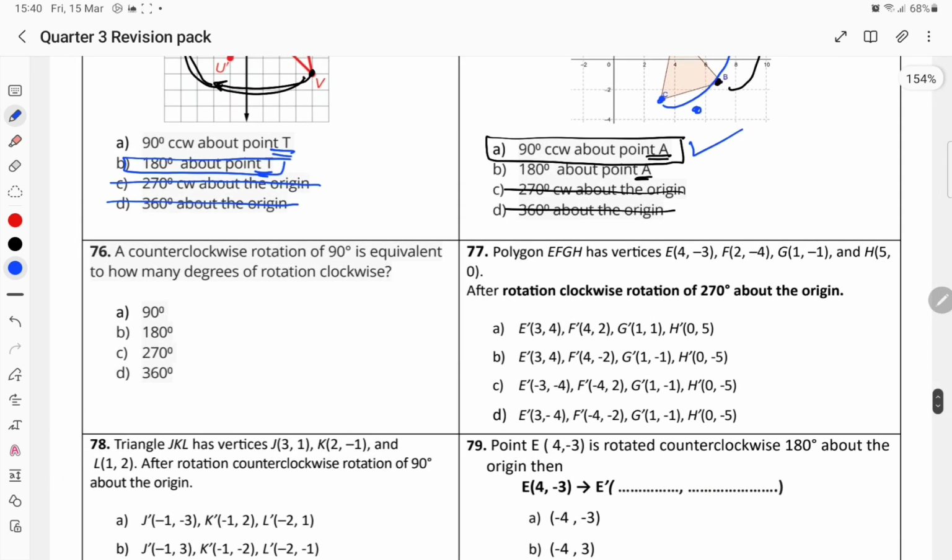Very good. A counterclockwise rotation of 90 degrees is equivalent to how many degrees of rotation clockwise? 90 counter is the same as 270 clockwise, and 270 counter is equal to 90 clockwise. The polygon that has these points made a rotation of 270 about the origin. 270 clockwise is the same as 90 counter. What is the rule for the 90 counter? Let's remember.